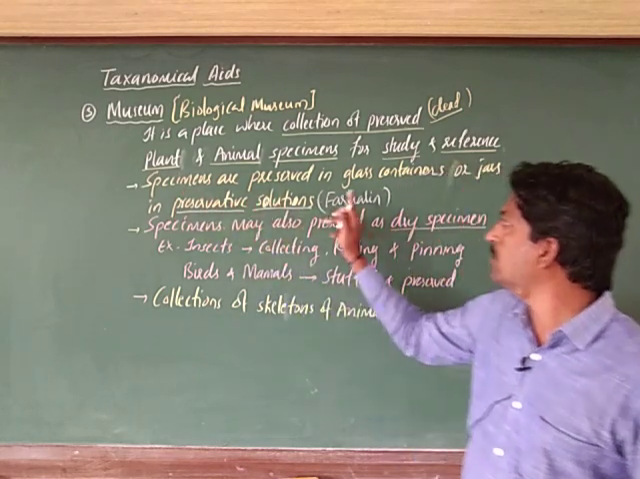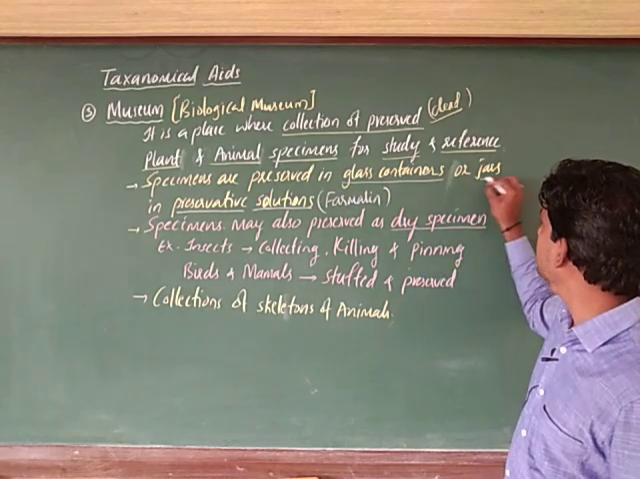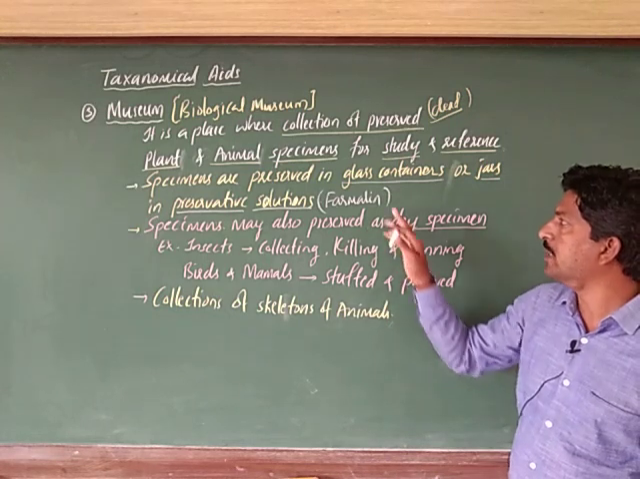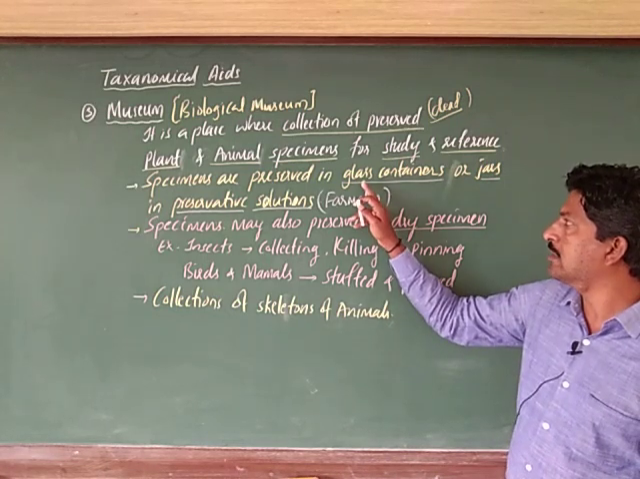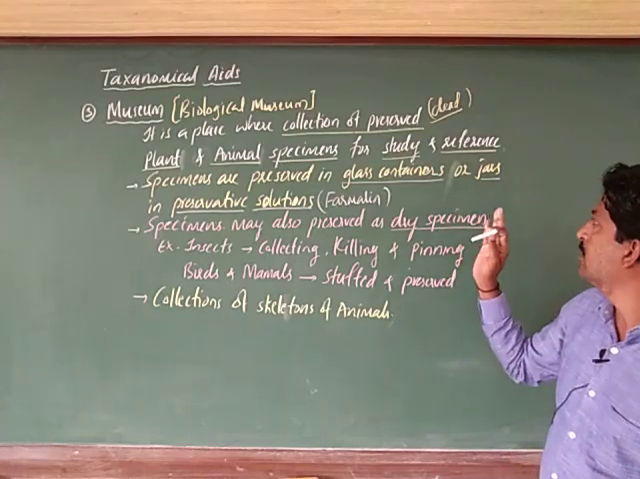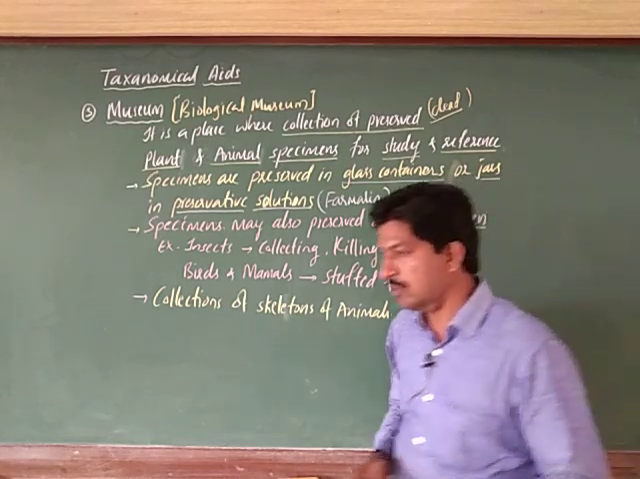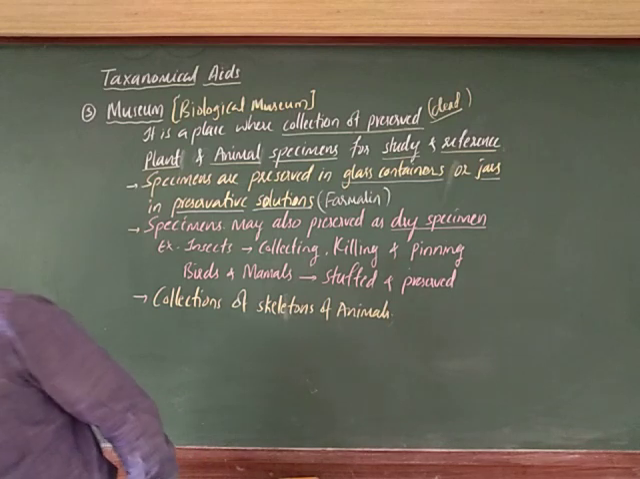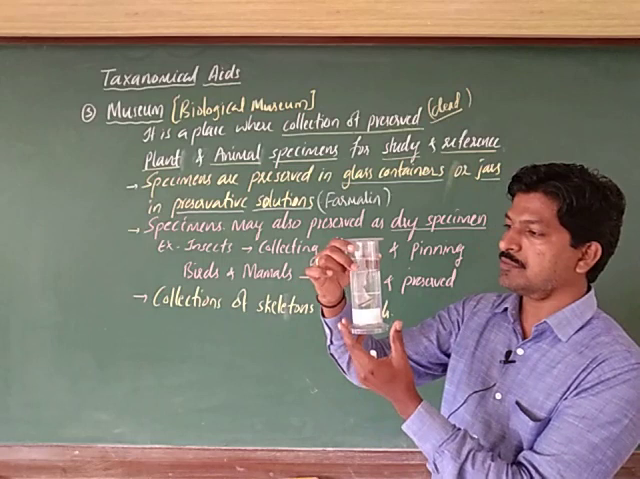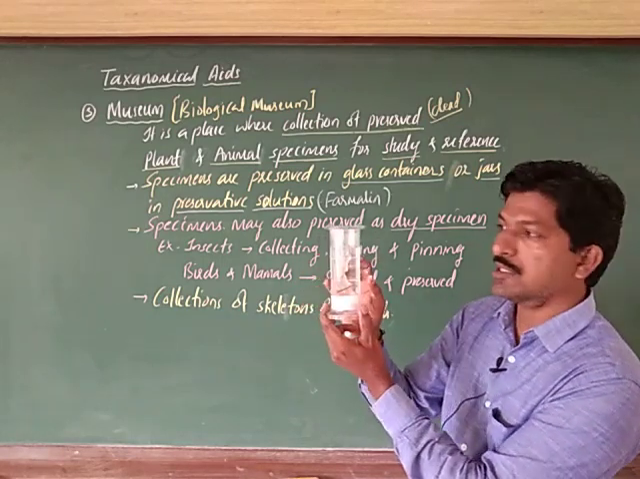Specimens are preserved in glass containers, very important, glass containers or jars. Maybe other material may also be used nowadays, but usually transparent containers should be used. I will show you one of the specimens here. You can observe this specimen. Here it is labeled as a fern.